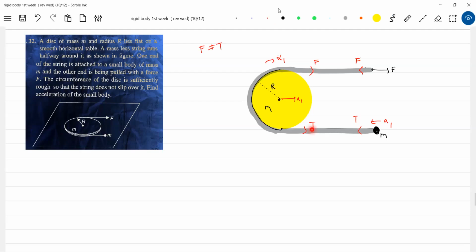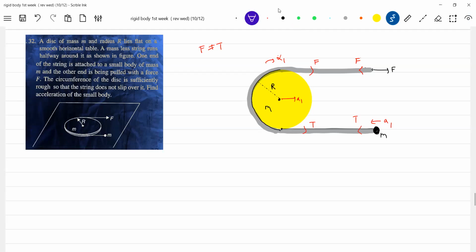But you said tension should be the same on either side of a pulley. It's having a mass M, so friction will act now. So that the string does not slip over it. String does not slip over the wheel means there will be friction here. So therefore the tension must be different here. What force you pull, that is F, and the tension in this part and this part will be different.